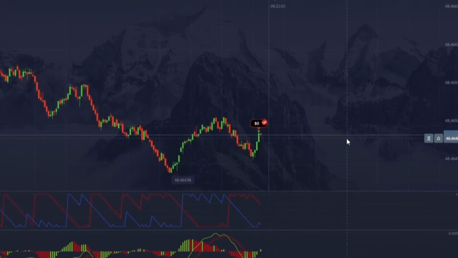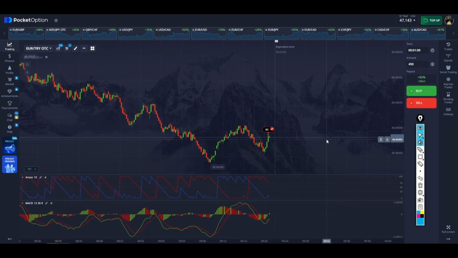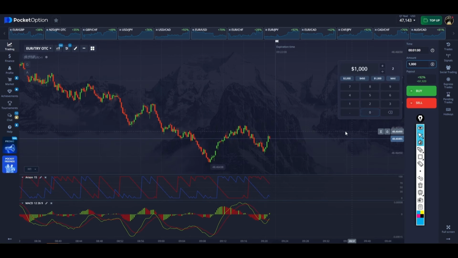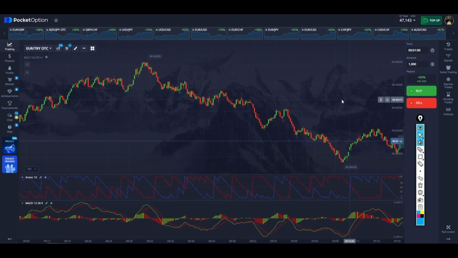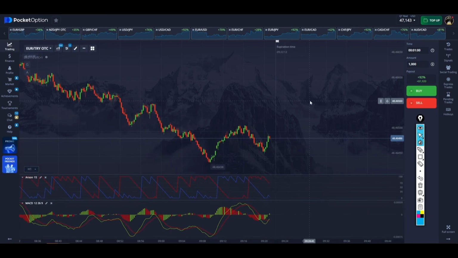Unfortunately, this trade closed against me, so we'll have to open a recovery trade. It's a shame, but no worries, I'm always prepared for this. Guys, I hope you also remember the most important thing is to always stick to risk management. Let's look for the next setup.